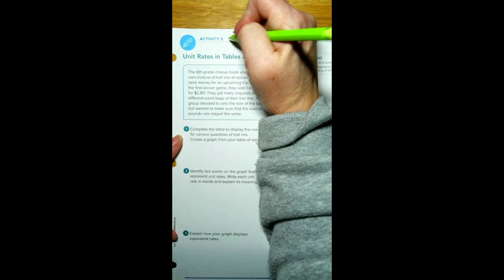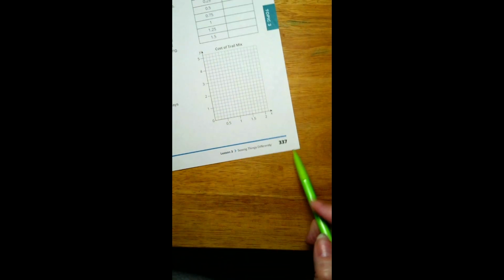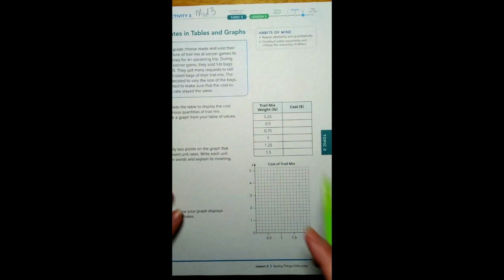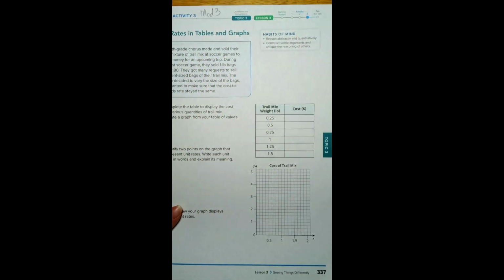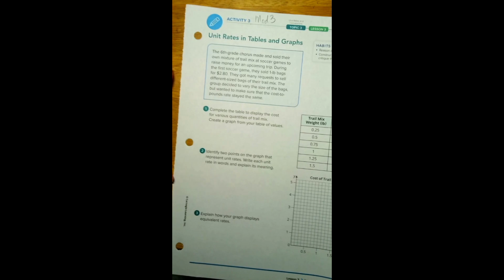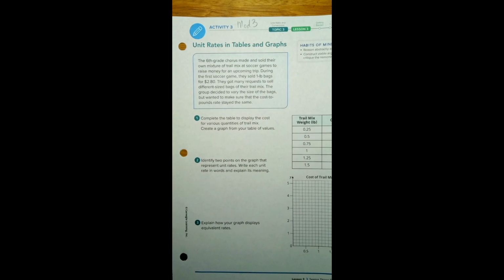Okay, so we are still in Module 3. We are in Topic 3, Lesson 3, Activity 3, page 337. That should have been 333. That would have been cool. Module 3, Topic 3, Lesson 3, Activity 3. Okay, habits of mind: reason abstractly and quantitatively, construct viable arguments, and critique the reasoning of others. Using unit rates in tables and graphs.